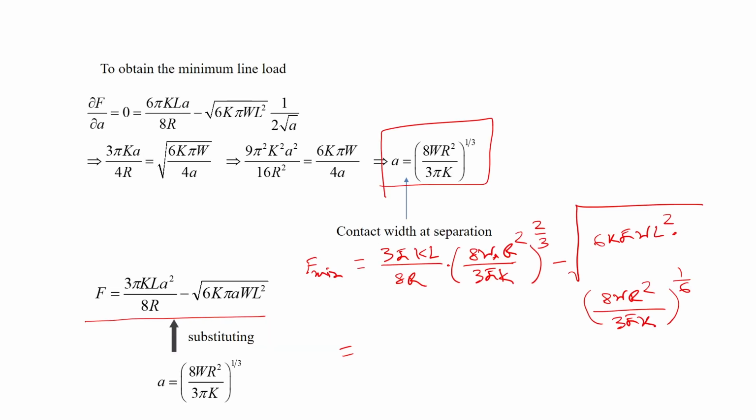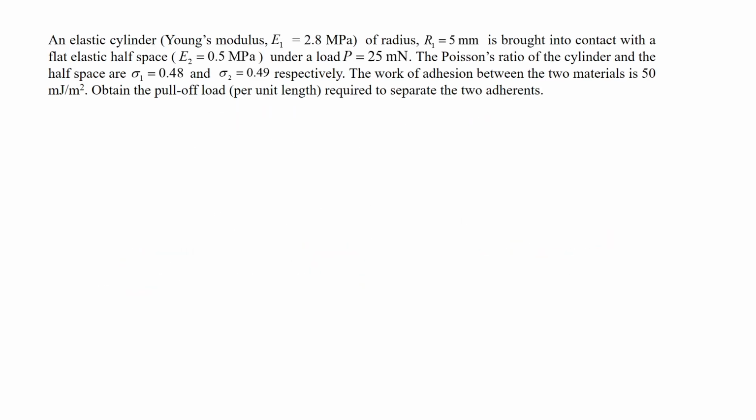And then let us say a small problem we take. An elastic cylinder, Young's modulus E1 2.8 megapascal, radius 5 millimeter is brought into contact with a flat elastic half space that is 0.5 megapascal under a load 25 millinewton. The Poisson ratios of the cylinder and the half space are given, and the work of adhesion between the two materials is 50 millijoule per meter square. Obtain the pull off load.